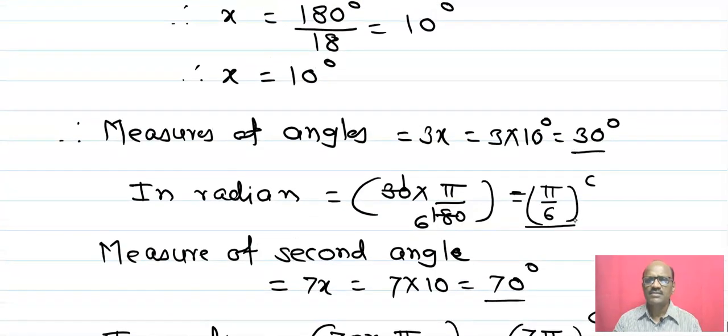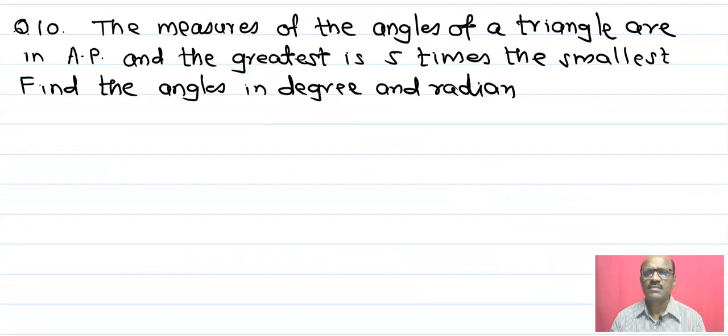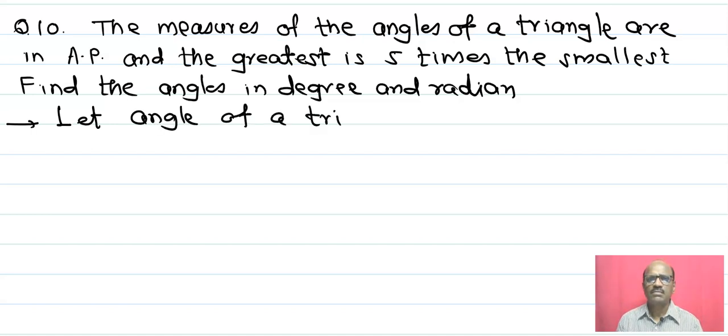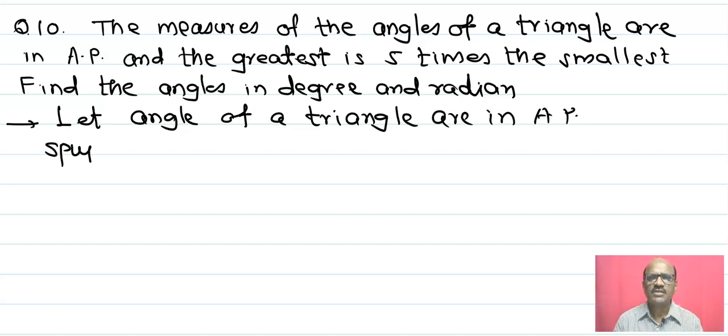These are the angles. Now next, see this problem. The measures of the angles of a triangle are in AP and the greatest is 5 times the smallest. Find the angles in degrees and radians.